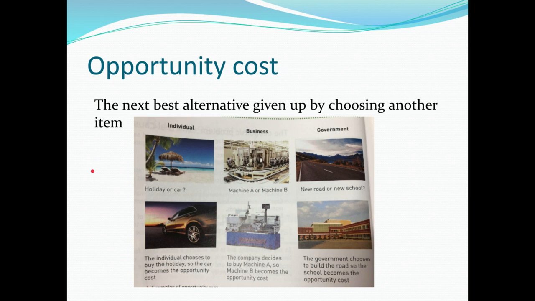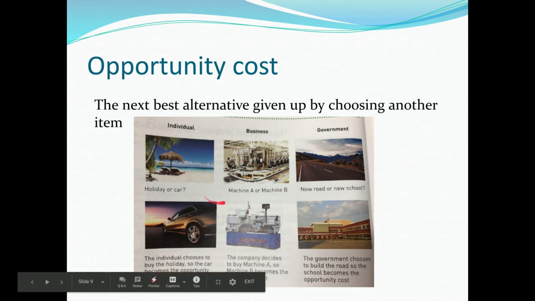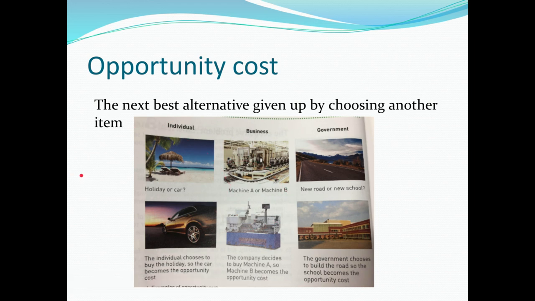Okay, so the next thing that we will talk about is opportunity cost. And in your textbook, it is defined as the next best alternative given up by choosing another item. So this illustration from your book is a very good example of what opportunity cost is. So take a look. I'll give you a minute to take a look at this. This is an individual point of view, a business point of view, and a government point of view.